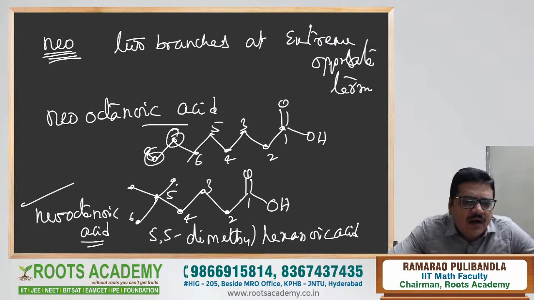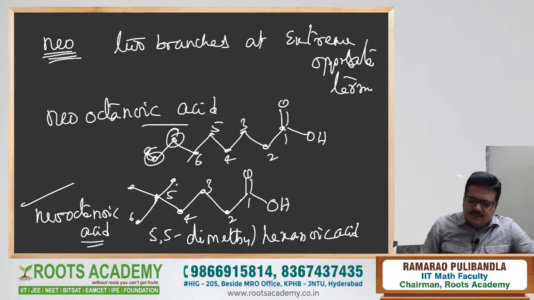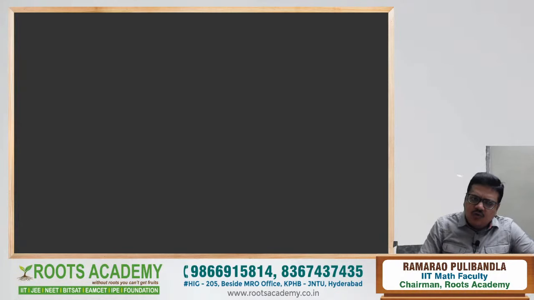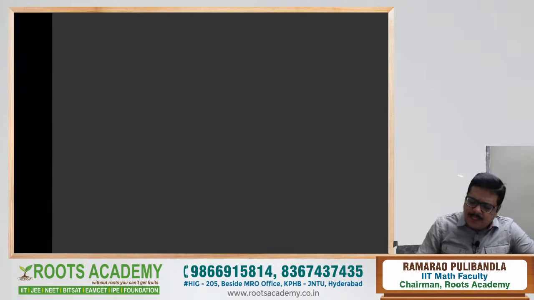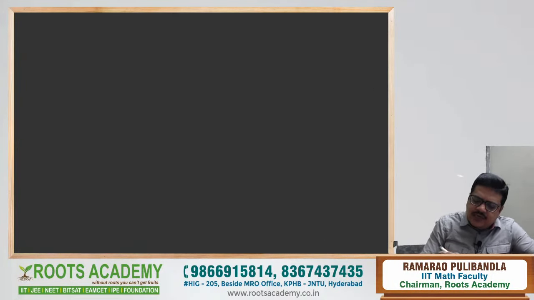Iso means not same in organic chemistry. Venugopal, listen properly. Iso means branching at the extreme opposite terminal is called iso. Done. That is over. Now I want to discuss about neopentanol.